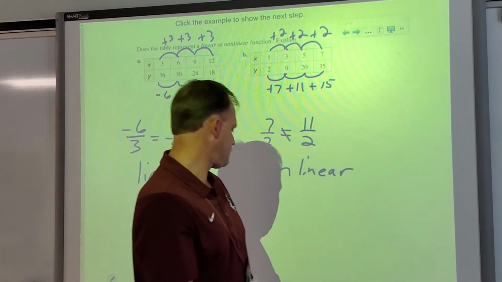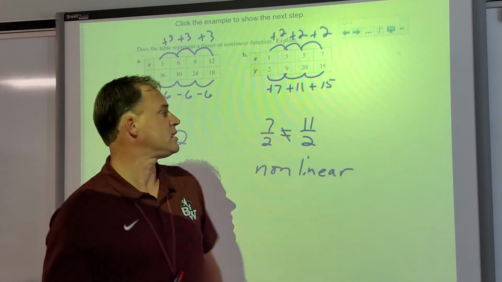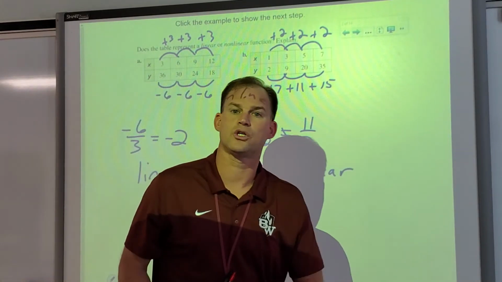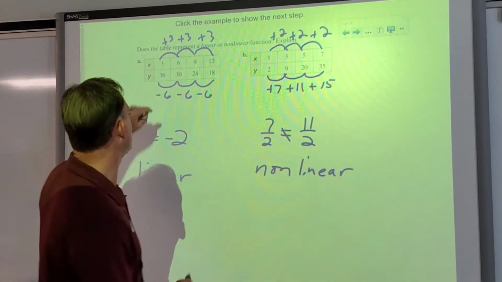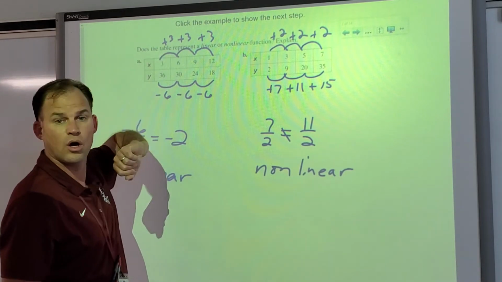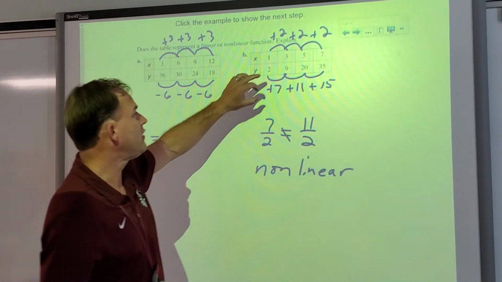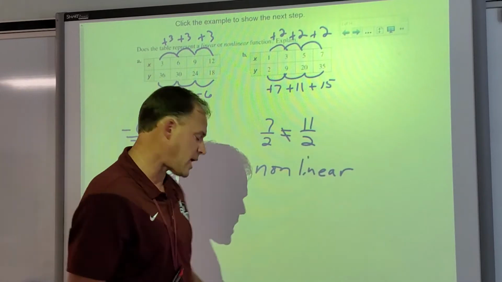Okay? Now, that's pretty much all there is if they give you a chart like this to determine if something is linear or not. If it is the same ratio all the way across, that's linear. If it's not the same ratio, it's nonlinear.